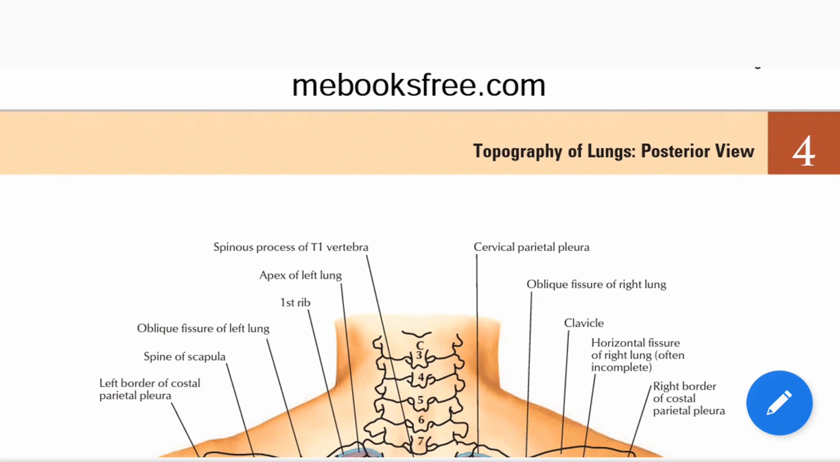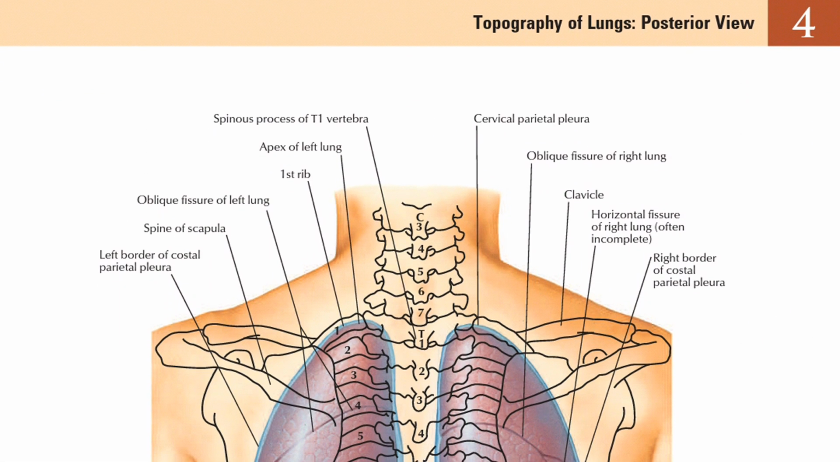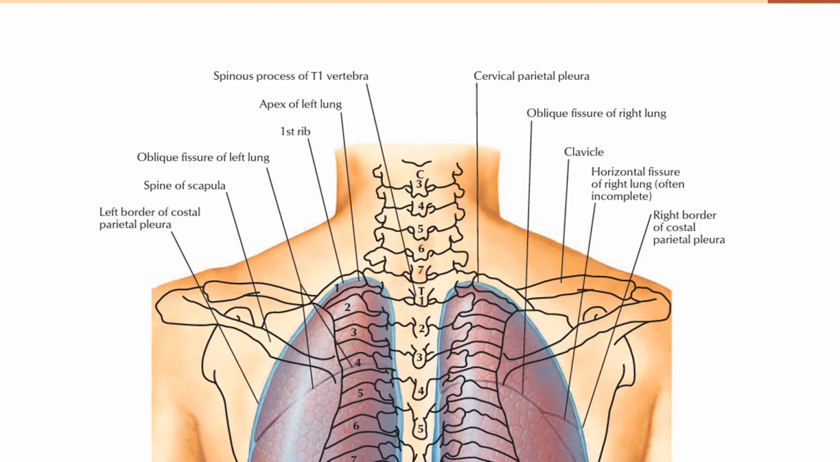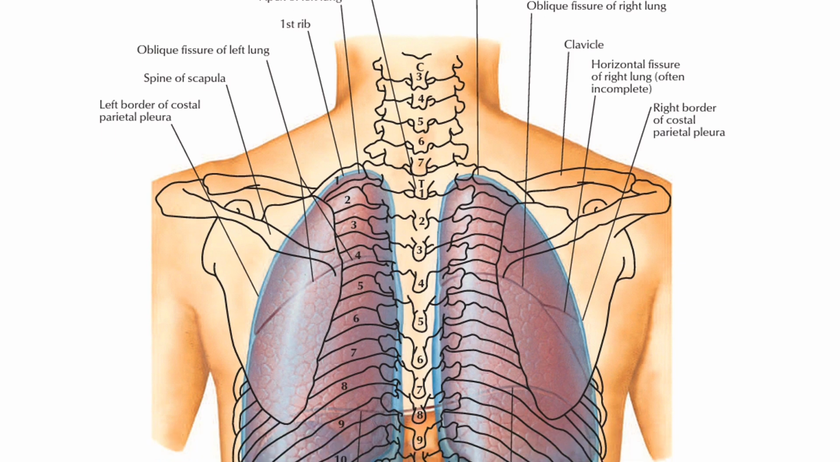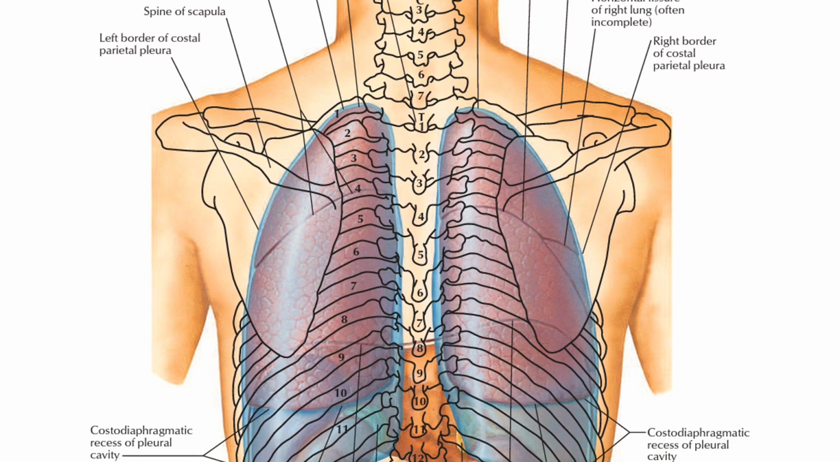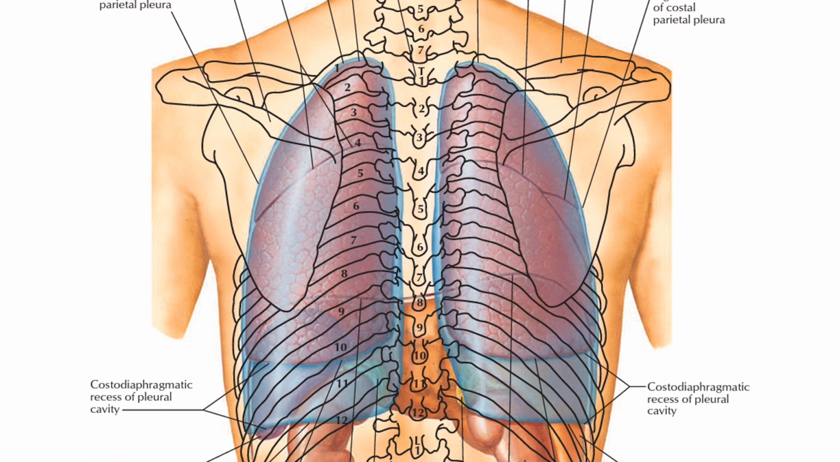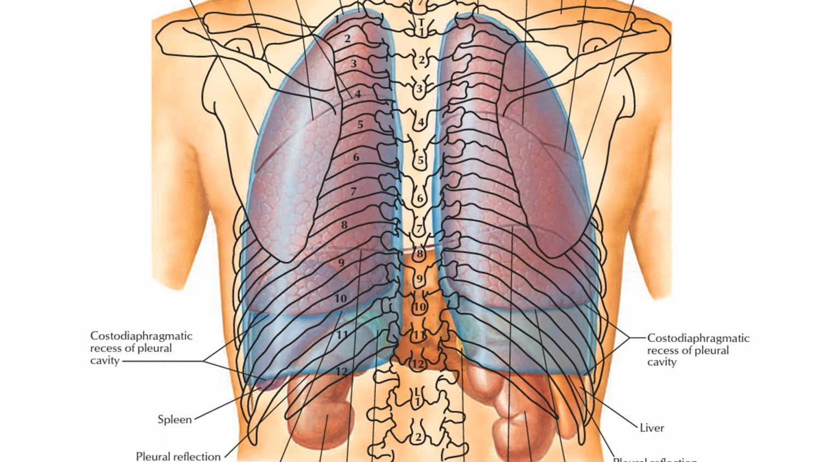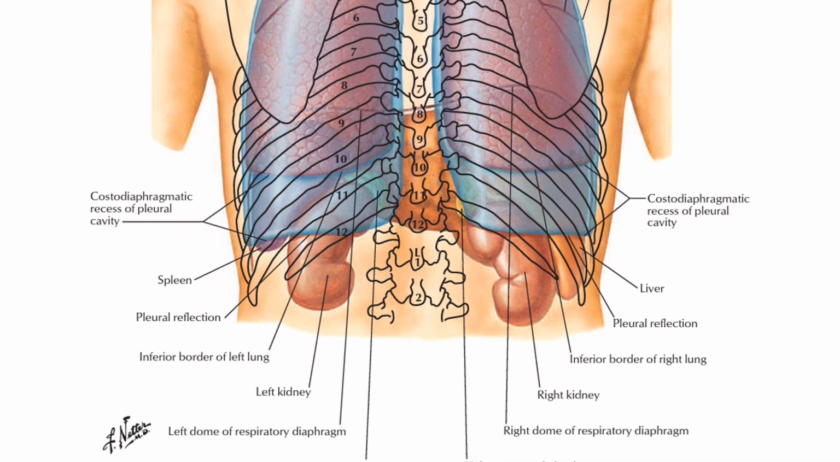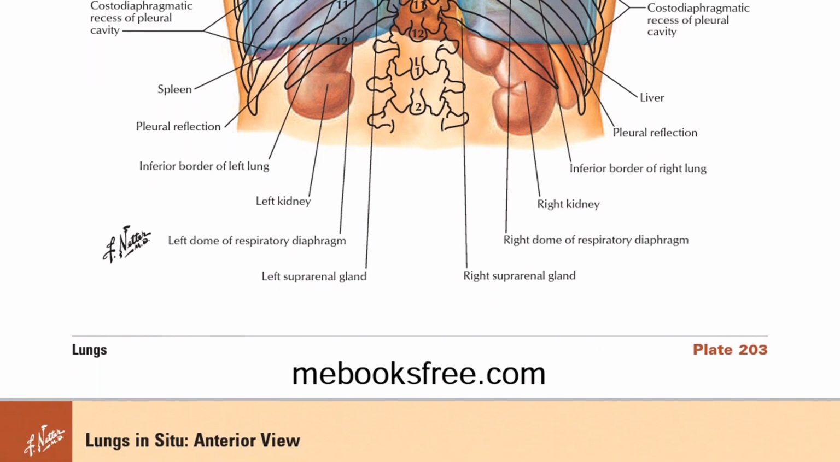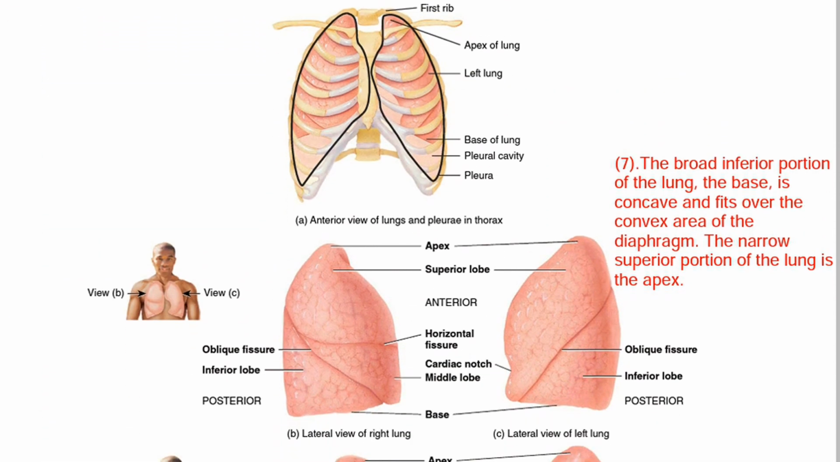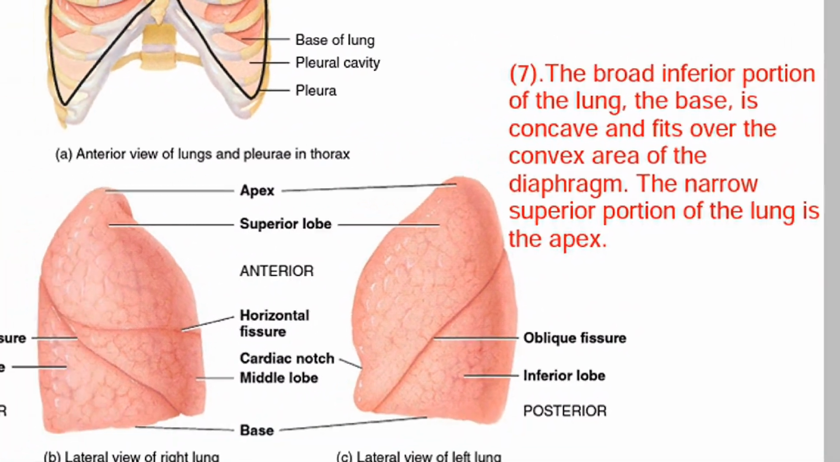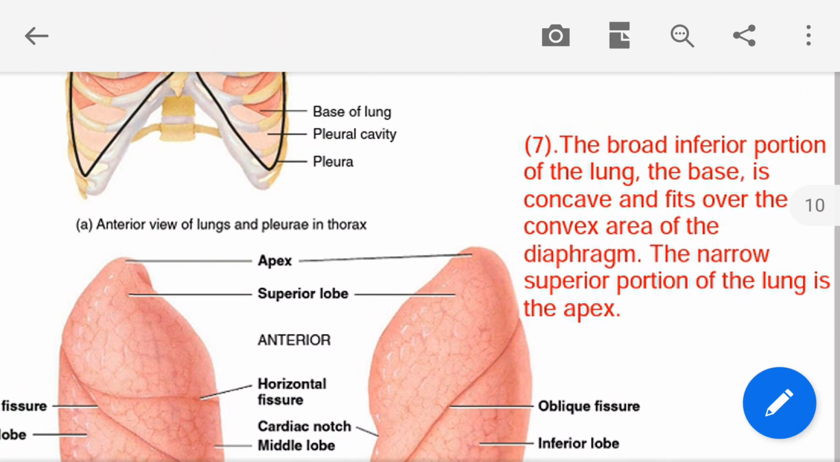Now this is the lung, posterior view. You see the position of the clavicle, then the cervical vertebra, thoracic vertebra, and in the rib cage you see the lungs, how they are situated. Now point number 7.